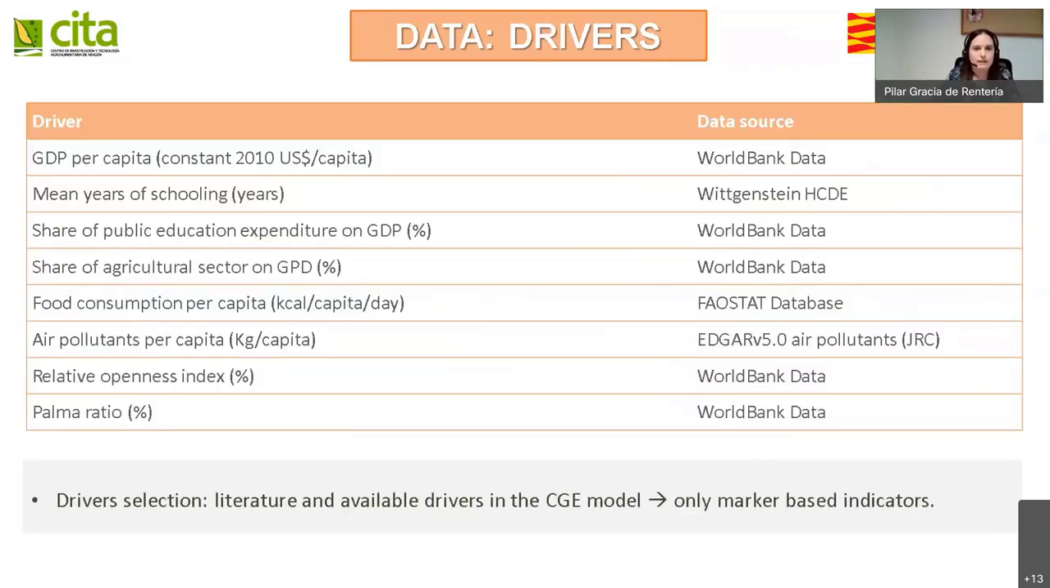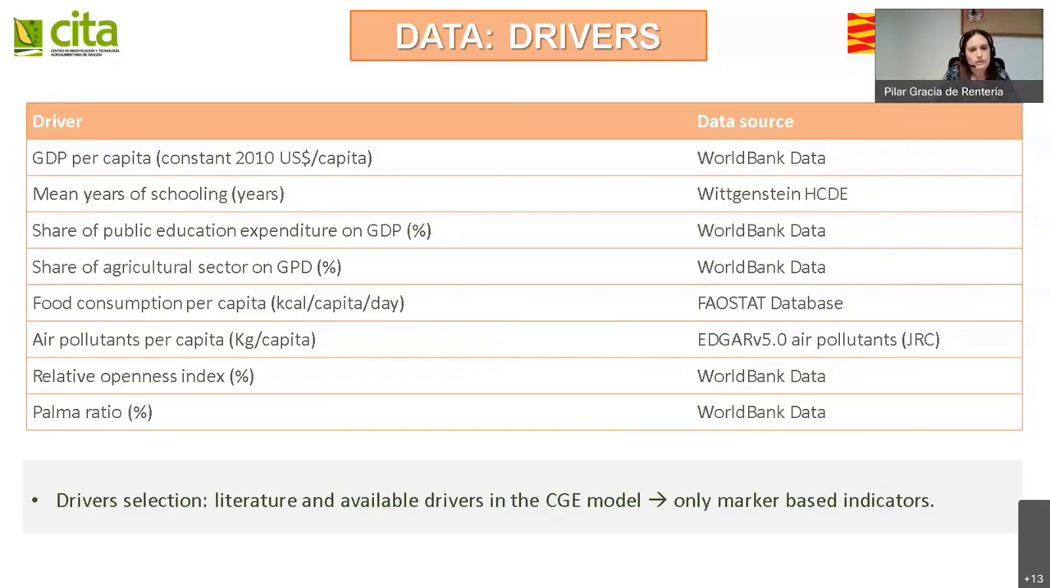So once we have selected the SDG targets, an array of drivers need to be considered, and this selection was based in a review of the literature, but also in the availability of relevant variables in CGE models to proxy these drivers through market-based indicators. So the drivers we finally consider are the GDP per capita, also an education variable, which is proxied through the mean years of schooling for the health indicators, and through the share of public education expenditure on GDP for the education indicators.